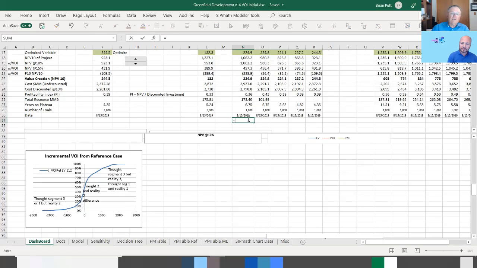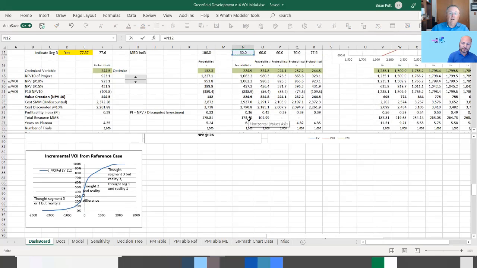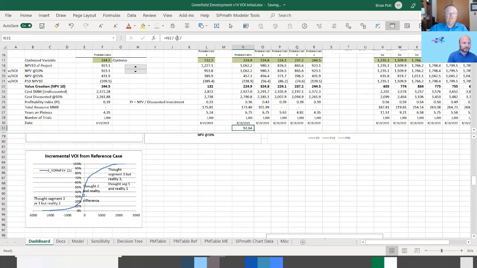So the value of information is equal to my value here less my base case. Remember, my base case here was no information at all, right? Mm-hmm. And then I want to hold this constant, so I'll hit an F4 here and hold that constant. I can copy that across. So the value of information is worth 112 NPV above the 0.3 PI line. That's how much it's worth. Mm-hmm. That's quite a bit.